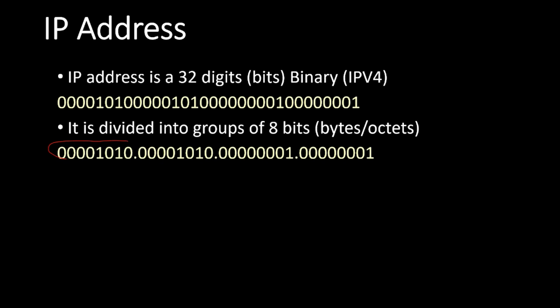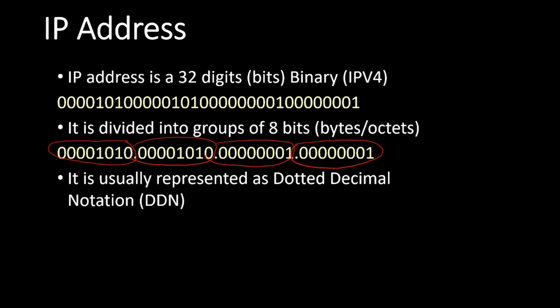So this is one octet, for example, and this is another octet, and the other two are also another 2 octets. So 32 bits are divided into 4 octets or 4 bytes, 8 bits each. And to make it easy for humans to describe or to read IP addresses, they are usually represented in dotted decimal notation, or DDN, and they are represented in this format. So this octet is 10, this octet is another 10, and this is 1 and 1.